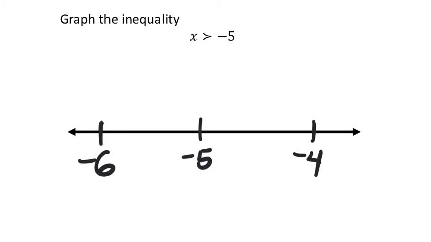Okay. Now this inequality does not have the equal part of the inequality, which means that I need to put an open circle at -5. Okay, but this one is eating the x, which means that the line will have to go to the right. Boom, that is the graph.